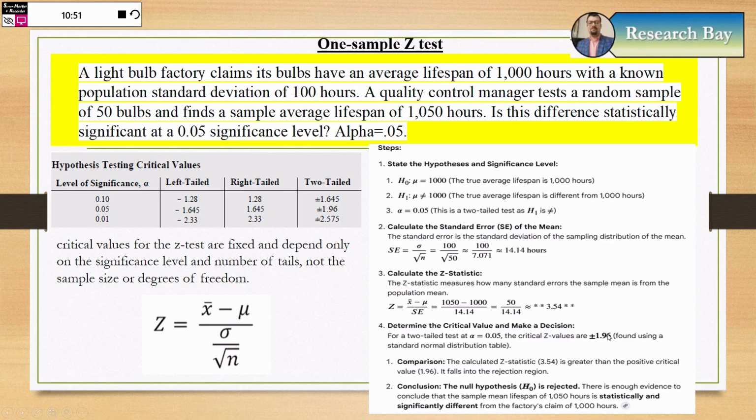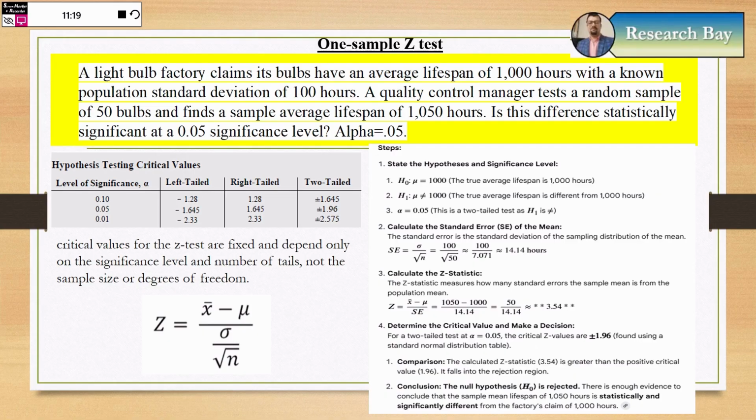Now, if this calculated value does not come within this range of minus 1.96 to plus 1.96, it is outside this range, which is true in this case. You see, it is 3.54, which is greater than the positive critical value of 1.96. So it falls into the rejection region and we reject the null hypothesis.